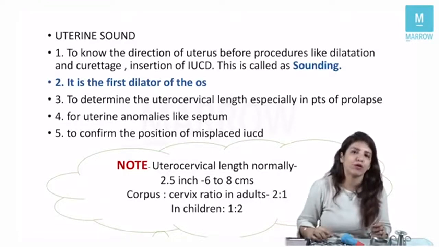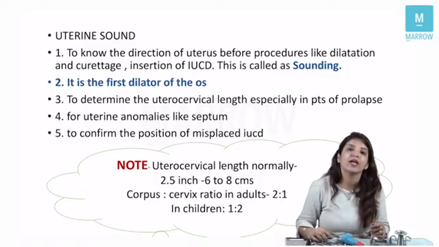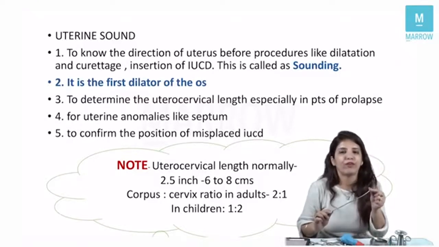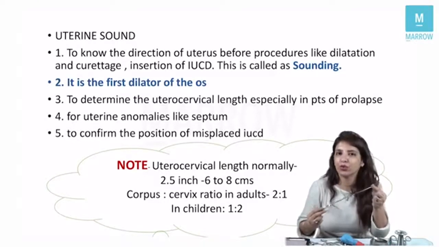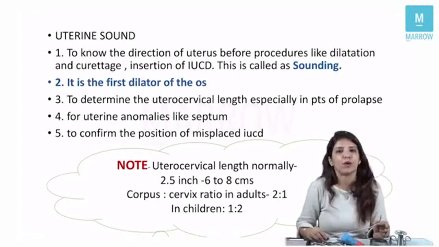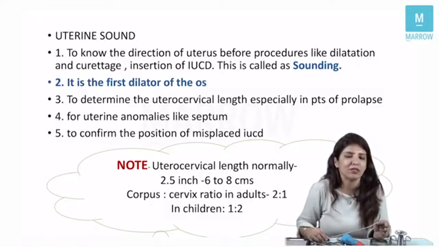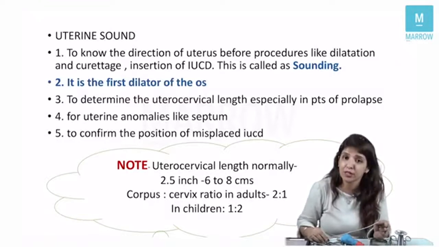Now let's talk about the viva questions which can be asked on the uterine sound. Number one, final year students, when you are holding the uterine sound, the first thing the examiner can ask you is, what is the normal uterocervical length? So remember, the normal uterocervical length is 2.5 inches. In other words, if they ask you in centimeters, it is between 6 to 8 centimeters.